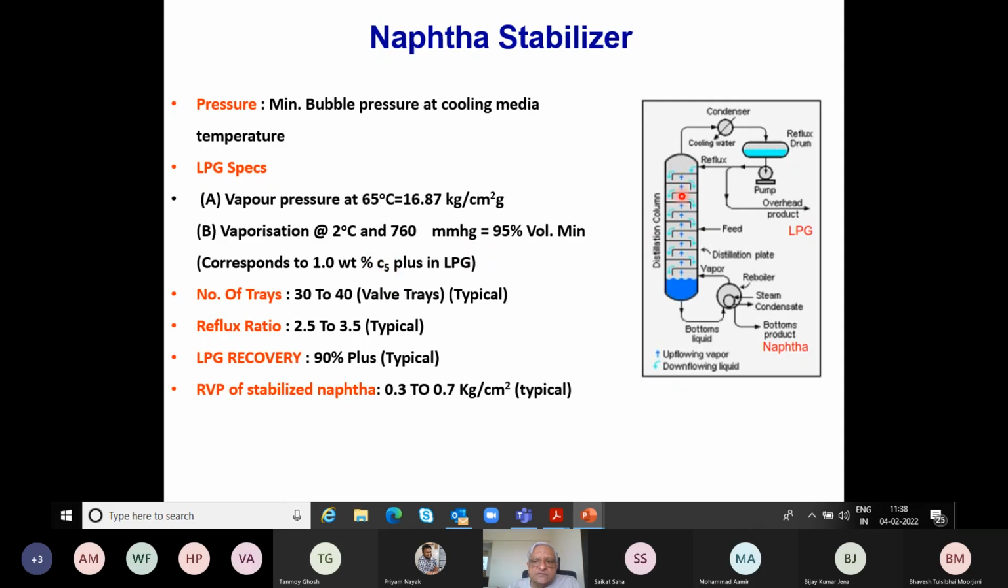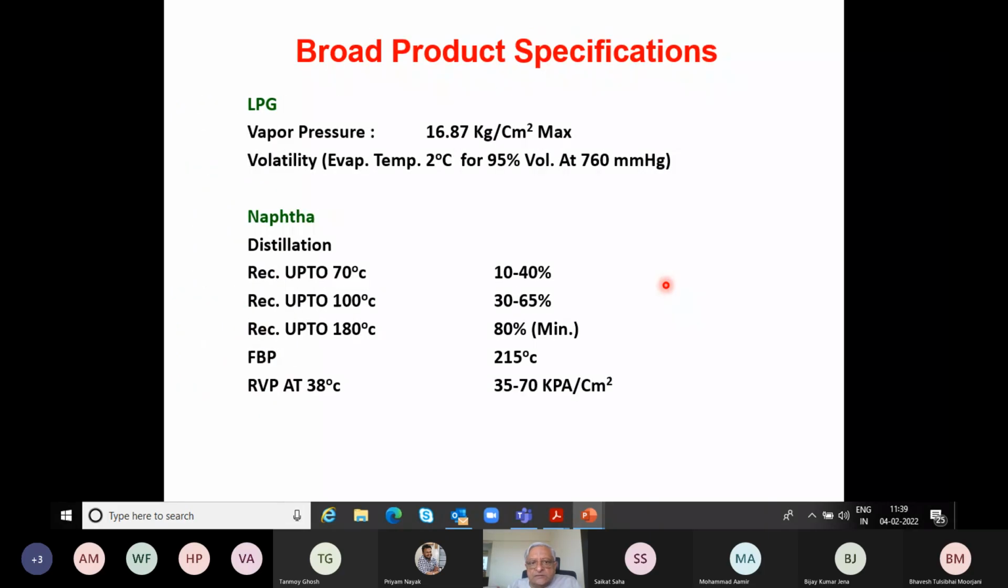The number of trays is, of course, around 40. Sometimes we provide even 50 trays. And the specification on the naphtha is in terms of the RVP. The more the butane content, the higher is the RVP. So we try to limit it between 0.3 to 0.7. So we don't allow more than 1 to 2% normal butane in the naphtha. These are the broad product specifications.